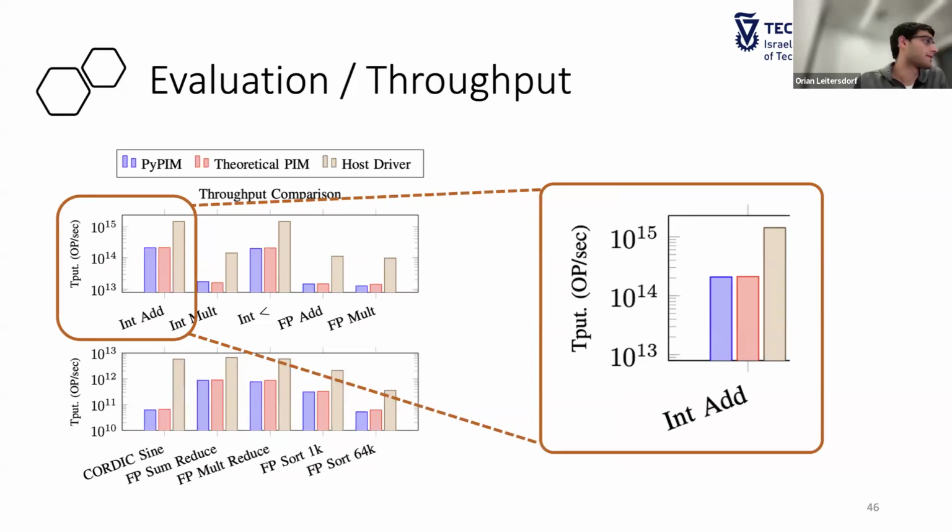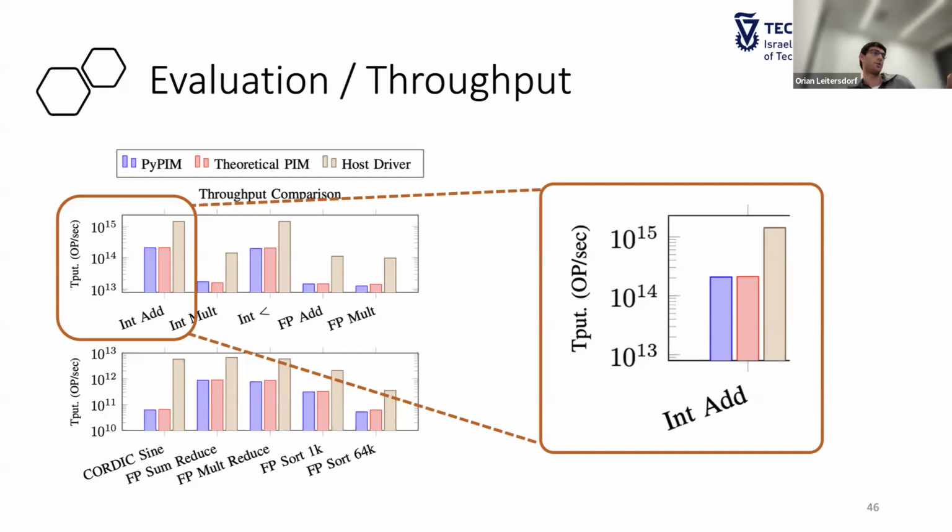In terms of the throughput results, what we see here is the throughput comparison for 3 different types of architectures. We have PyPIM itself. We have theoretical PIM, which is just based on the number of cycles you need to perform these operations, a theoretical approach to PIM, what is the throughput you're going to get? And the third one is the host driver. Here we want to make sure that our host driver implementation is able to get to throughput that's at least an order of magnitude greater than the theoretical processing and memory, so that it won't be a bottleneck.